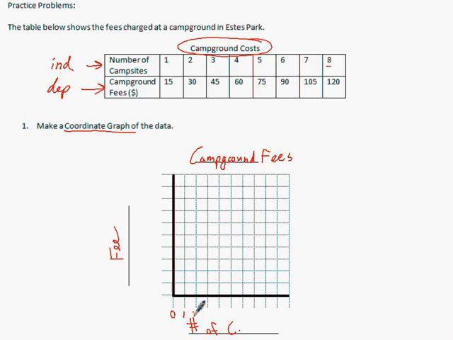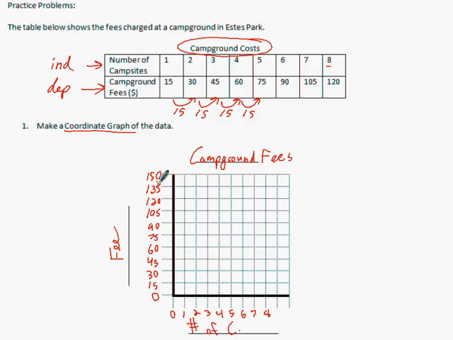Now, number of campsites starts at 0, and we have to go all the way to 8. So I'm just going to count by 1. 1, 2, 3, 4, 5, 6, 7, 8. Fees starts at 0. We need to go up to 120. Now, here's a hint. We might be able to go up by tens. However, if I take a look, each time we add a campsite, we add $15, which means the pattern is counting by 15. I'm going to count by the pattern that's in the table. 45, 60, 75, 90, 105, 120, 135, 150.